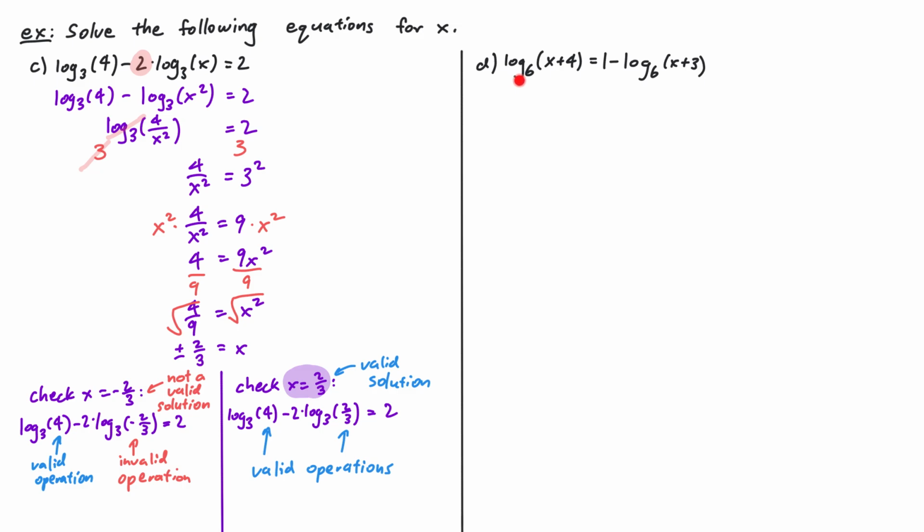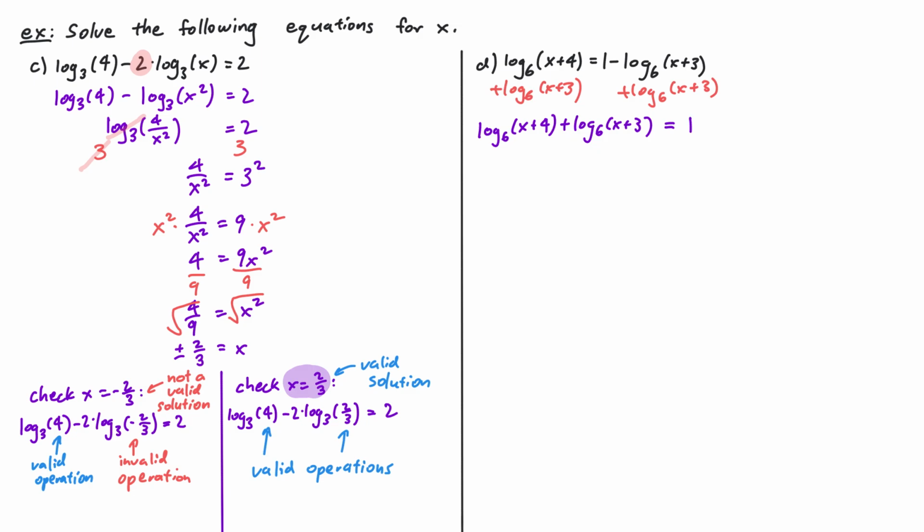Here we have log with base 6 of x plus 4 equals 1 minus log with base 6 of x plus 3. Our goal here is to combine the logarithms together, that way we can exponentiate both sides with base 6 to get rid of the logarithm. So in order to combine the logarithms, I might start by adding log with base 6 of x plus 3 to both sides of the equation. This gives us log with base 6 of x plus 4 plus log with base 6 of x plus 3 on the left-hand side, and on the right-hand side we'll just be left with 1.